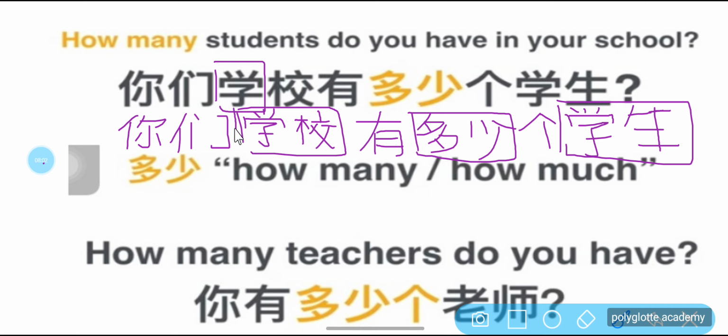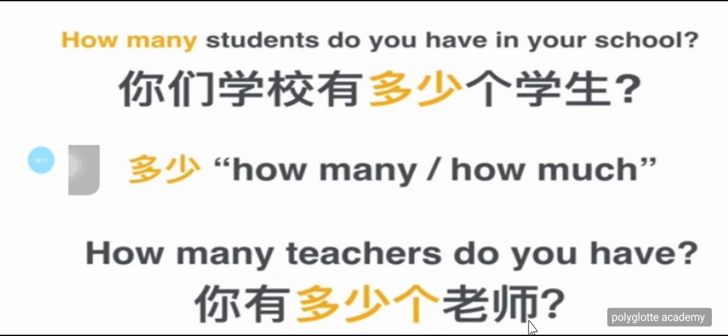This is the word for school, 学校, school. So we have the word for school, which is 学校. So 你们学校有多少个学生？好，继续。How many students do you have in your school? 非常好。So let's move on.